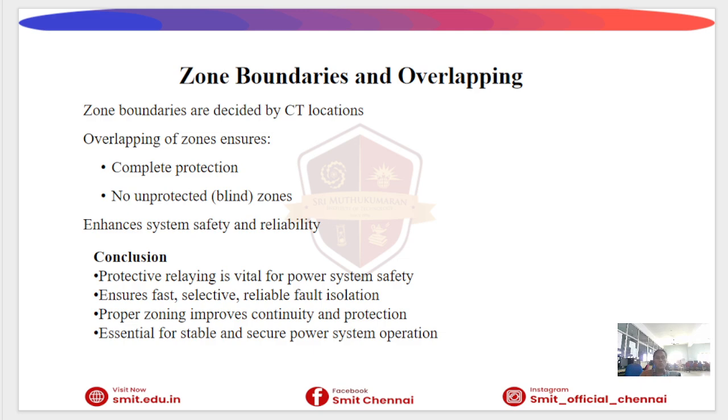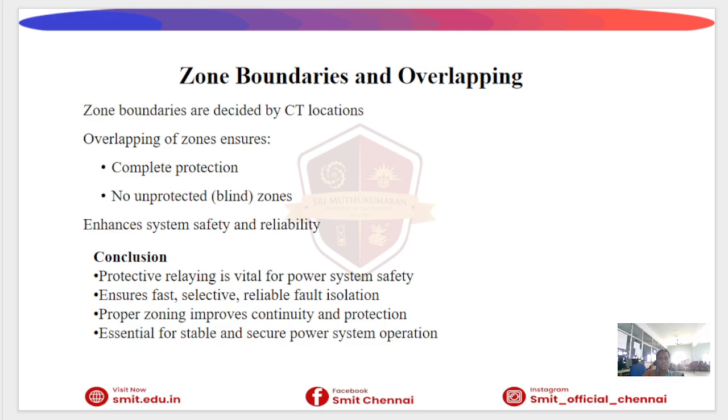Zone boundaries and overlapping. Protection zone boundaries are decided by the location of current transformers. Zones are usually overlapped so that no part of the system remains unprotected. There are no blind zones, so system safety and reliability are improved. So overlapping ensures complete protection coverage.